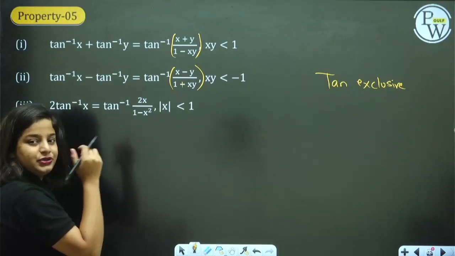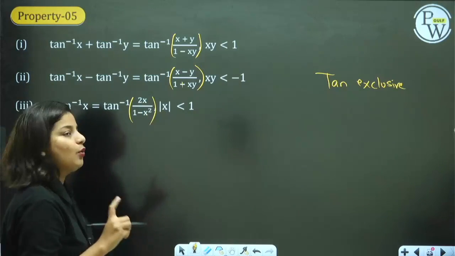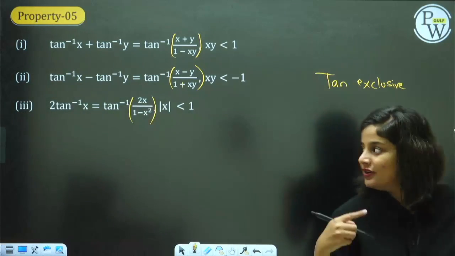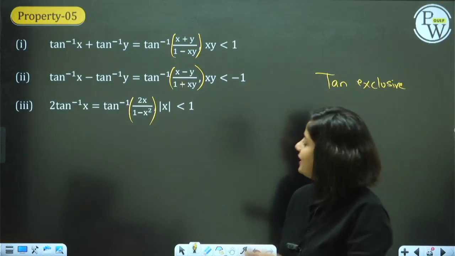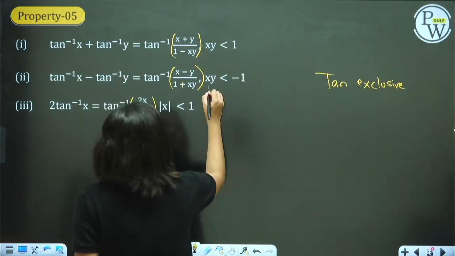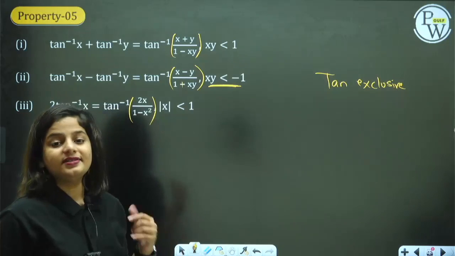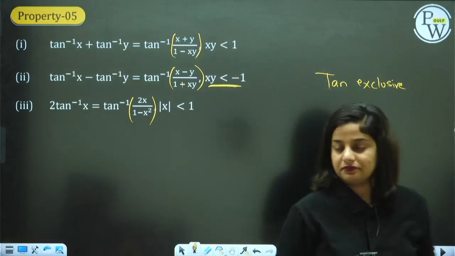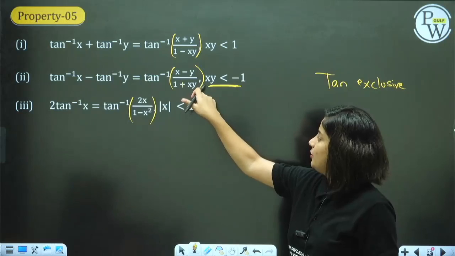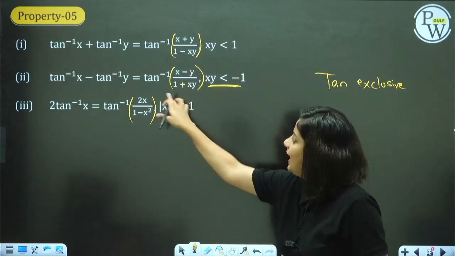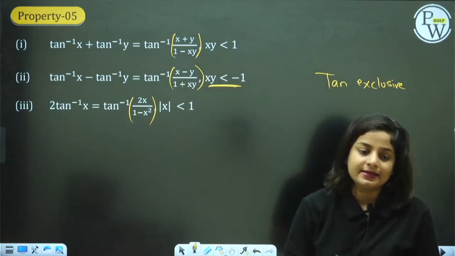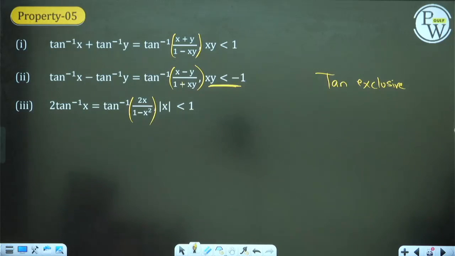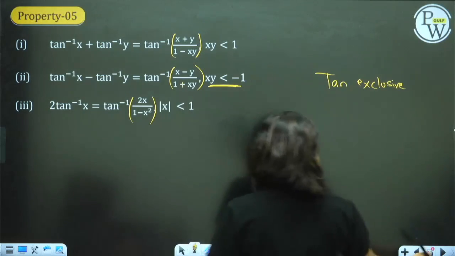2 times tan inverse of x is tan inverse of 2x upon 1 minus x square. You are also aware of this thing, isn't it? Please remember, this is applicable only when xy is less than 1. Not otherwise. So always check whether your xy is less than 1 or not, and only then you apply this property. Alright. Next one.